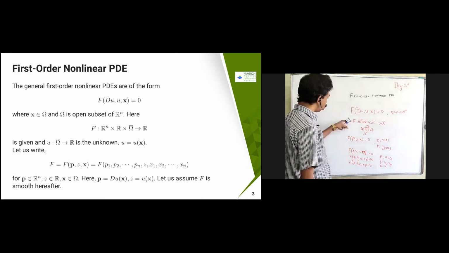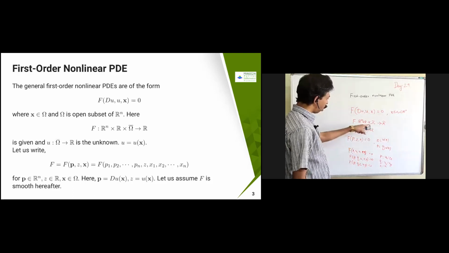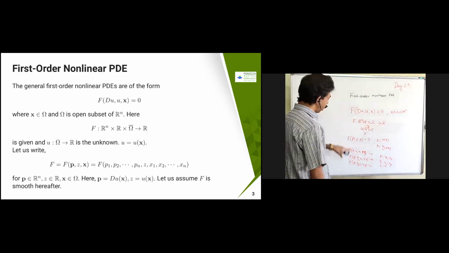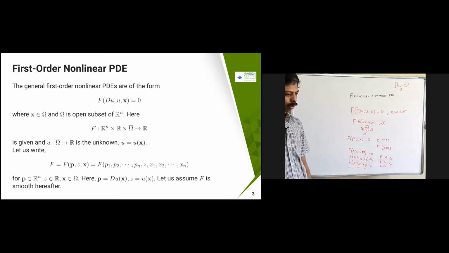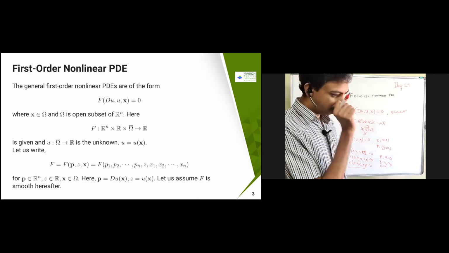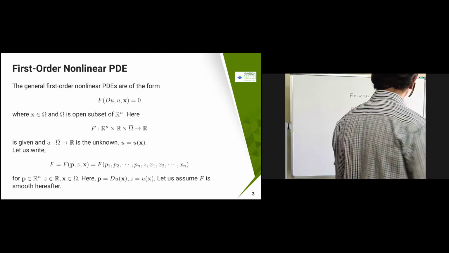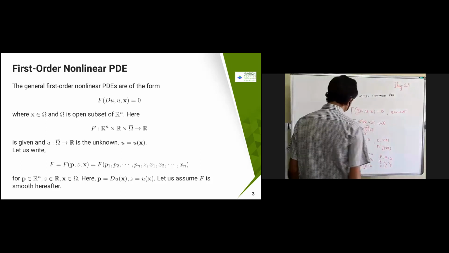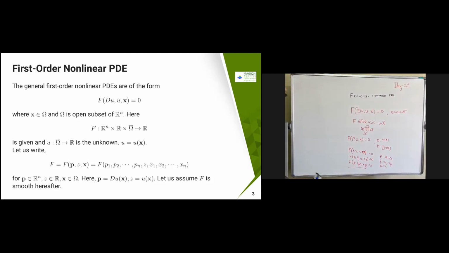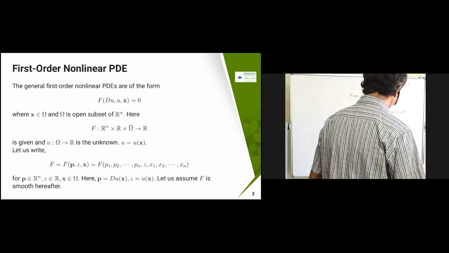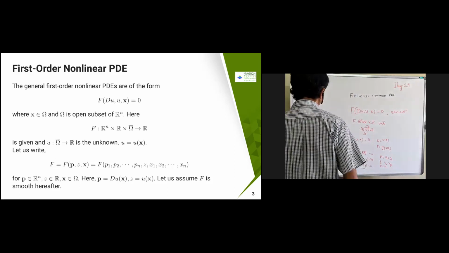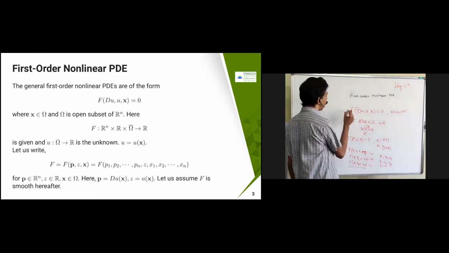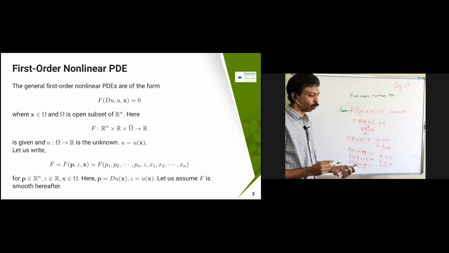If I just stick to this, f is a mapping from R power n to R. If I stick to this one, then I should follow f of p comma q comma z comma x comma y. That's the one I should follow if I'm sticking to this mapping. So for the rest of this lecture, what we are going to assume is that this f is a smooth function.